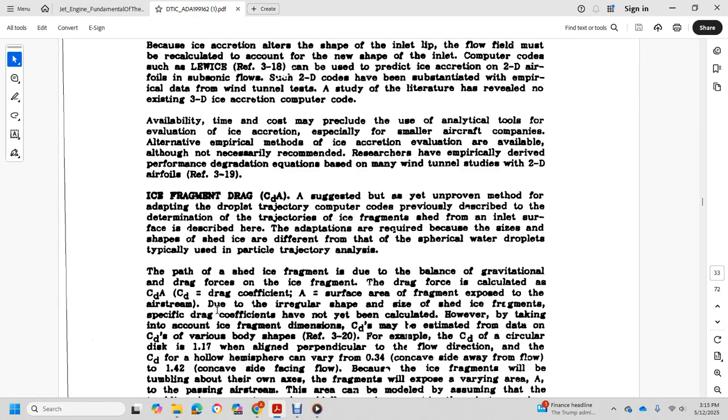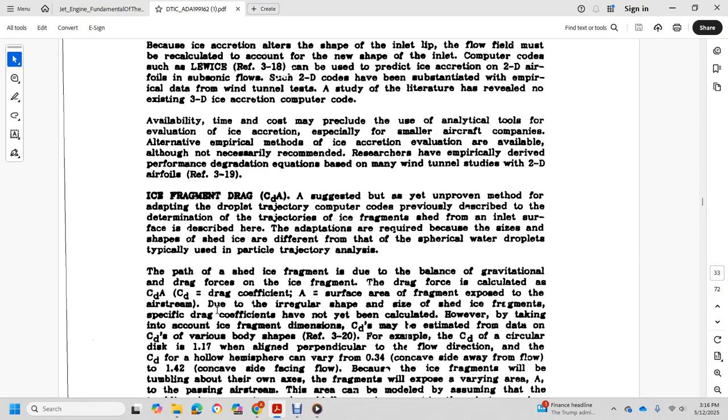A suggestive but yet unproven method is adapting the droplet trajectory computer code previously described to the determination of trajectories of the ice fragments shed from the surface. Because the size and shape of the shed ice are different from the ice that is cylindrical water droplets, adaptation is needed, typically with the particle trajectory analysis.